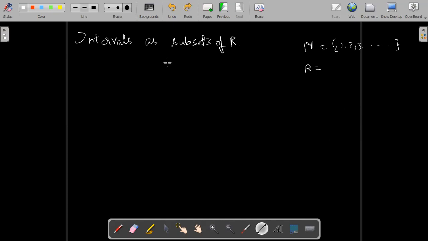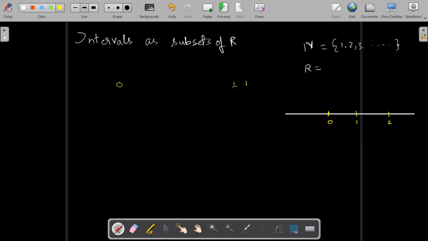Suppose this is a number line. Here this is 0, this is 1, and this is 2. If I say write the numbers between 1 and 2, we cannot write them, because there are infinite numbers between any two numbers. I can show you. If I say write between 0 and 1, how many numbers can you write?